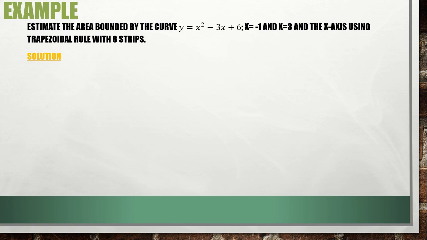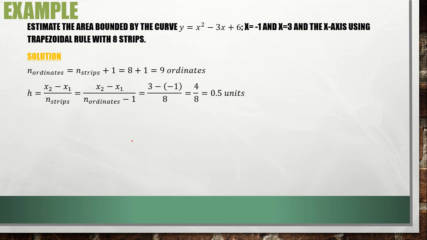Now the solution part. We know that n ordinates is equal to the number of strips plus 1, which will give us 9 ordinates. After getting that, we can get the interval, or the length, or the height of each trapezium, which will basically be 3 minus negative 1 divided by 8 strips, which will give us 0.5 units. So that is the length of each trapezium. Using this equation, we shall now be able to get the corresponding ordinates.